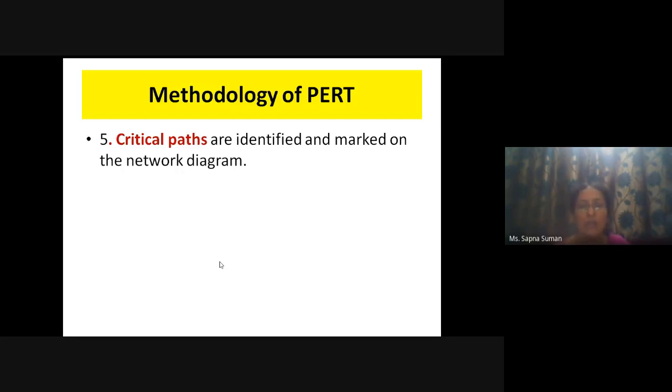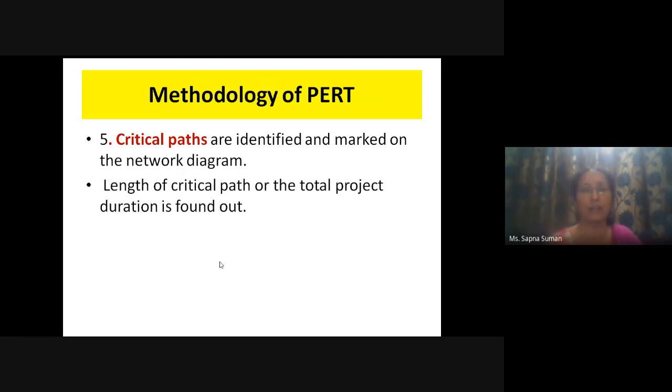Okay, you cannot just sit like that, you cannot just stop your project. The work should continue, and therefore these critical paths are also identified and marked on the network diagram. Network diagram is the PERT chart. In case we are not able to follow our normal path, then we can follow the critical paths. These critical paths are very important for the success of the PERT technique. So this is also marked on the PERT chart.